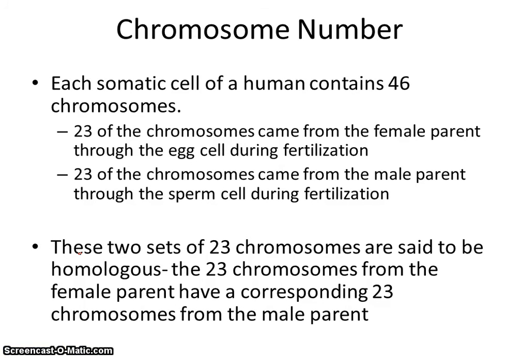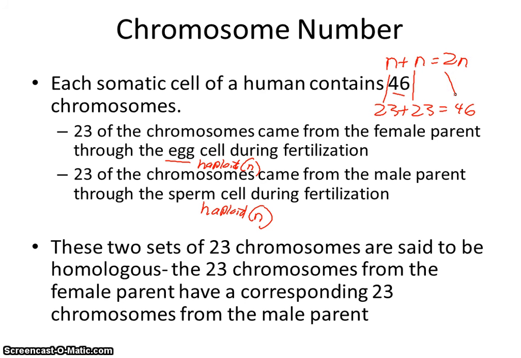All right, here's just some facts you need to know. Each body cell of a human has 46 chromosomes. 23 came from mom through her egg cell, her haploid egg cell, her N egg cell, and 23 came from dad through his haploid sperm cell, which was N. That makes us diploid. 23 plus 23 equals 46, or N from the egg plus N from the sperm equals 2N. Okay, these are all kind of synonymous with each other here. Those 2 sets of 23 chromosomes are homologous. We just talked about that. 23 came from the female parent. They have a corresponding 23 from the male parent.